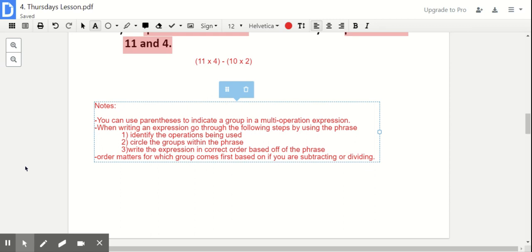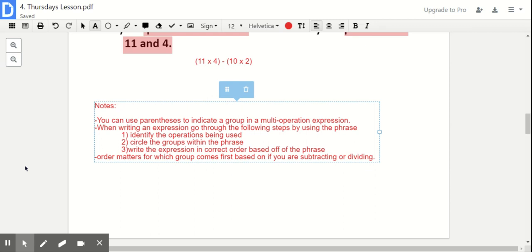So this number three, you always have to write that expression out based off the phrase when you're following the instructions. And then order matters for which group comes first based on if you are subtracting or dividing. So make sure you are paying attention to what the question is asking of you or what information the phrase is giving. All right. So go ahead and pause the video and write these notes down.